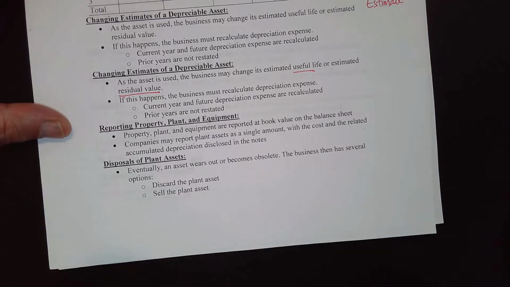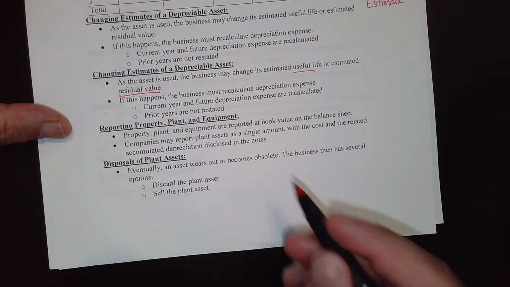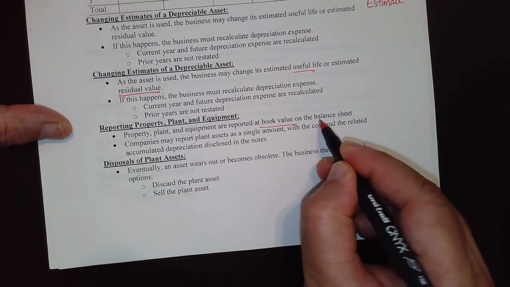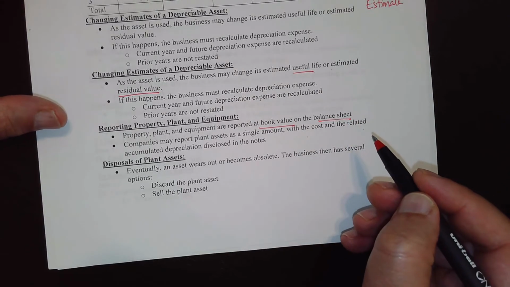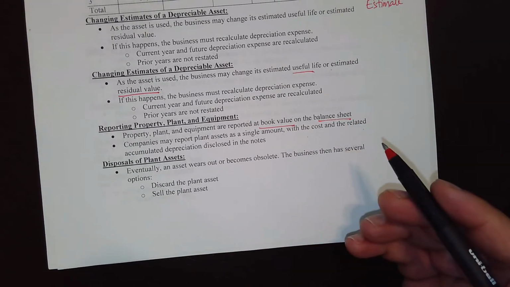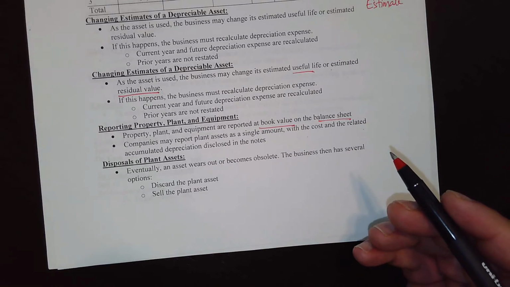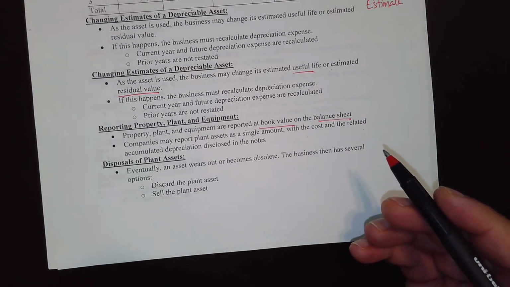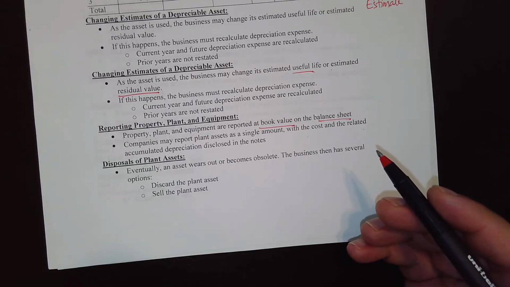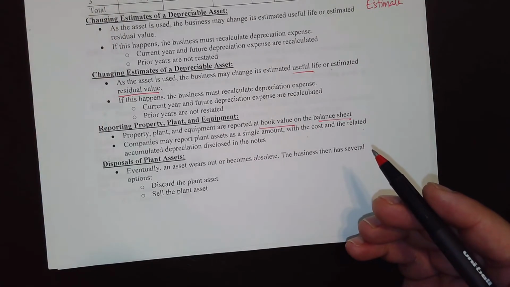Reporting plant and property, plant and equipment is reported at book value on the balance sheet. Book value again is the same thing as historical cost, or the cost that you paid minus the accumulated depreciation. However, keep in mind on the balance sheet, we present both the cost that we paid and the accumulated depreciation on the books.